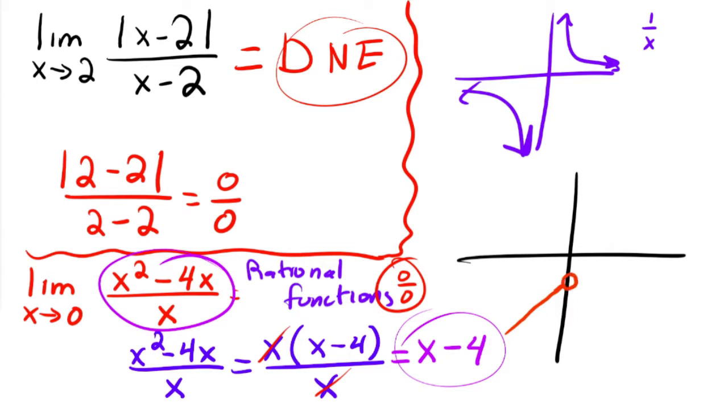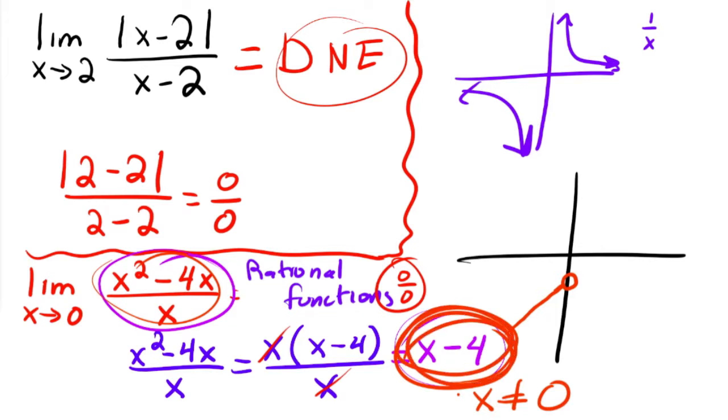there's a hole here. So for this line, you have to also add in that x can't equal 0. So this function, x squared minus 4x over x, is the same as x minus 4, except that you have to remember that x can't actually equal 0 here. So that's important to keep in mind. But otherwise, these two functions are exactly identical. They're exactly the same, except that it is not defined at 0.